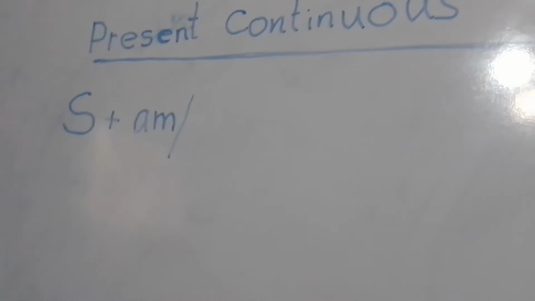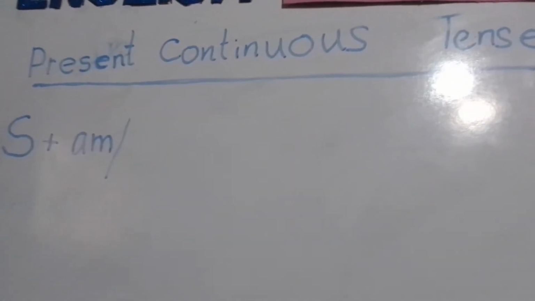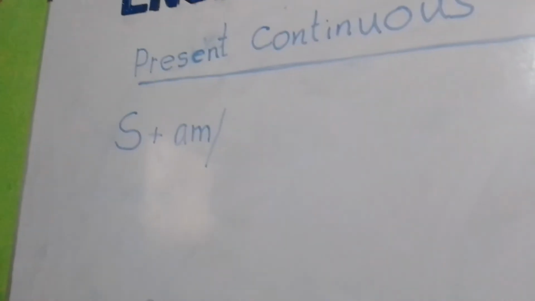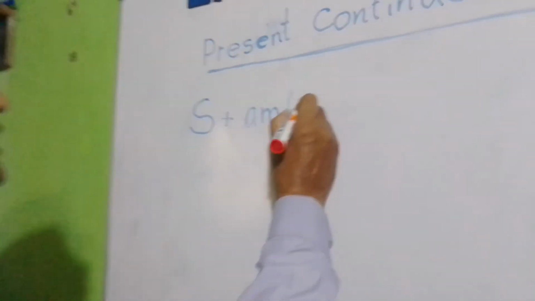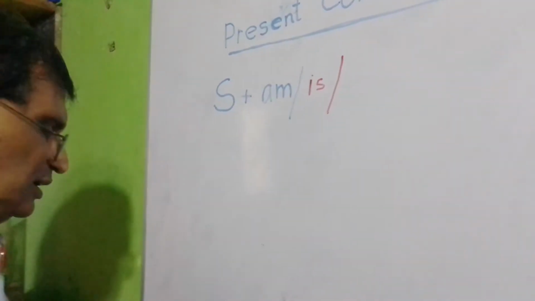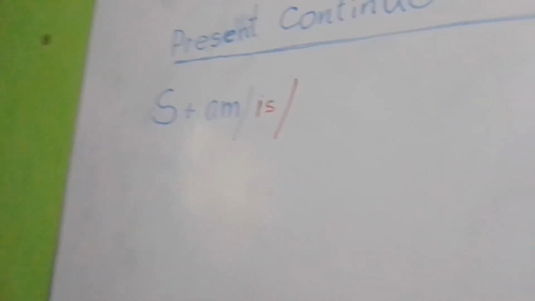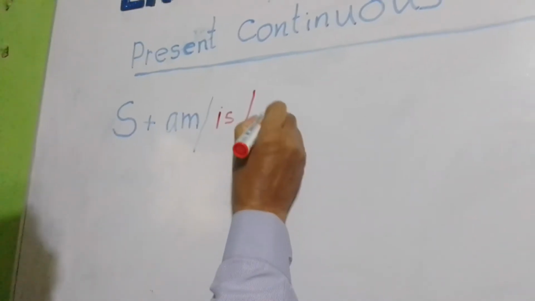Okay. If you are using a singular noun or pronoun or something else, we use the auxiliary verb is. Okay. If the subject is plural, we use the auxiliary verb are.